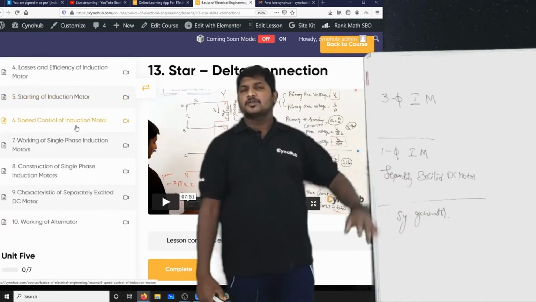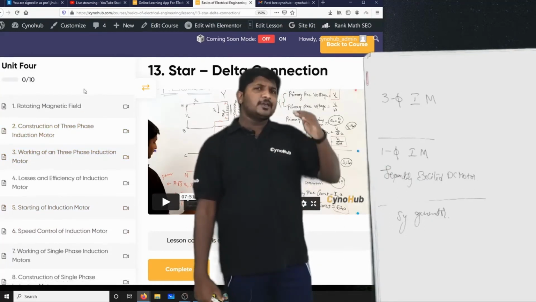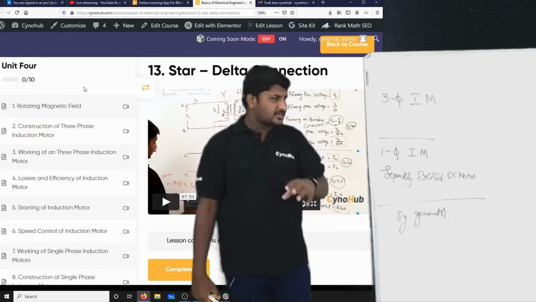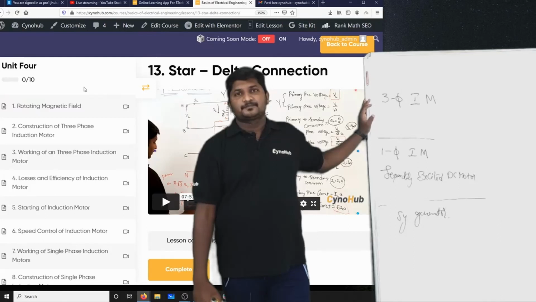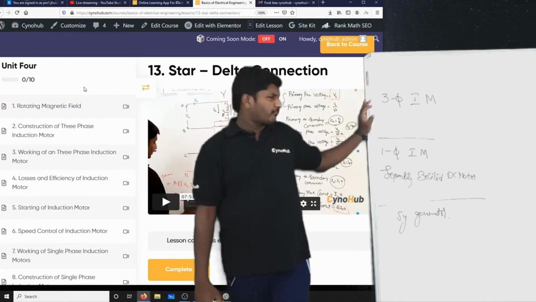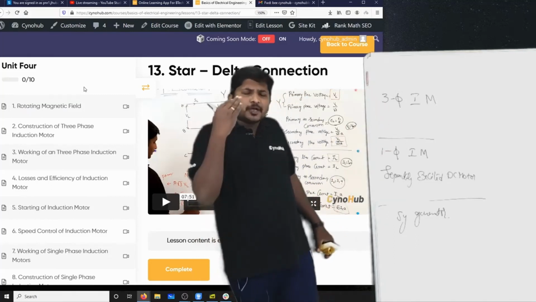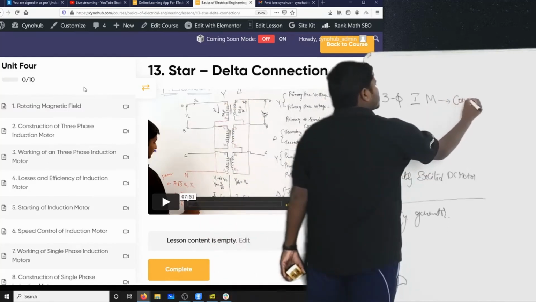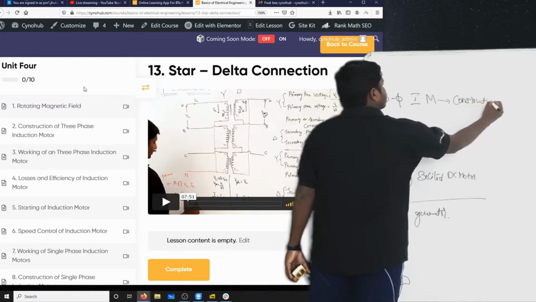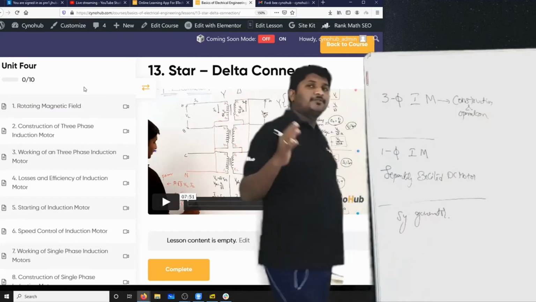And this synchronous generator is also called alternators. Here the very important machine is the 3-phase induction motor. You have to read all the topics related to the 3-phase induction motor. So your first model question is construction and operation of a 3-phase induction motor.